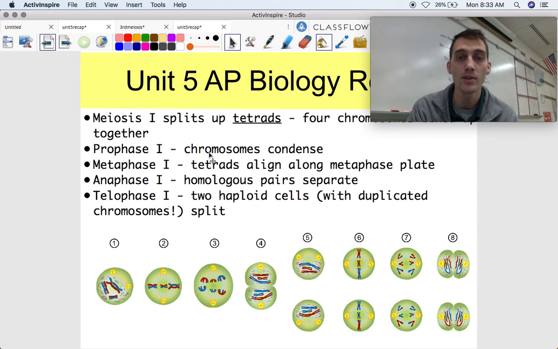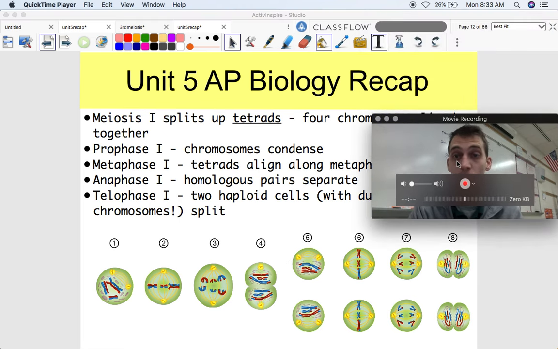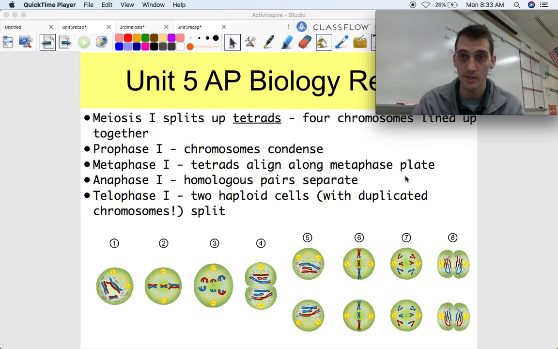So meiosis 1 splits up what are called tetrads, where 4 chromosomes line up across from each other during metaphase 1. And here's an overview of what the phases look like. Here's prophase 1, chromosomes are condensing. Tetrads line up along the metaphase plate during metaphase 1. Anaphase 1 is where homologous pairs separate, and telophase 2 is where 2 haploid cells with duplicated chromosomes split from each other.